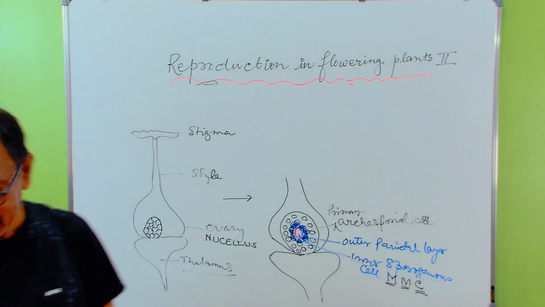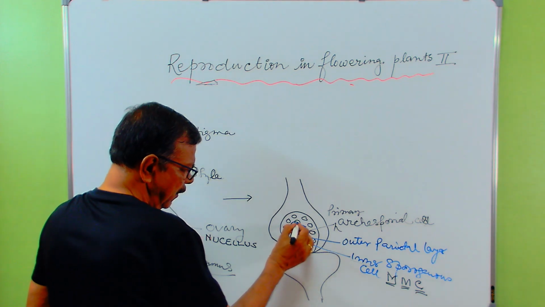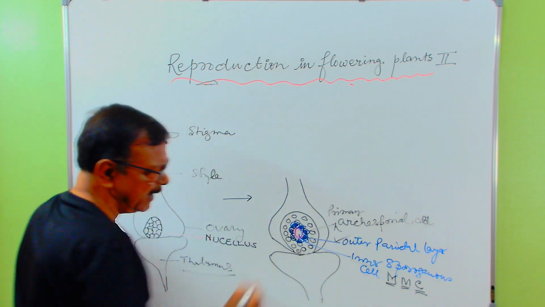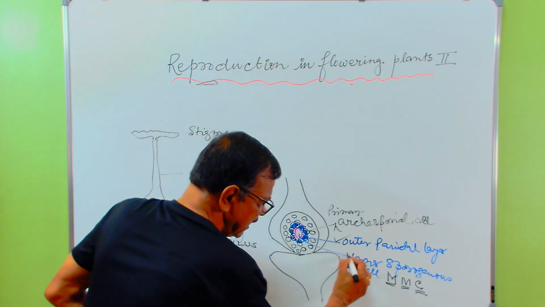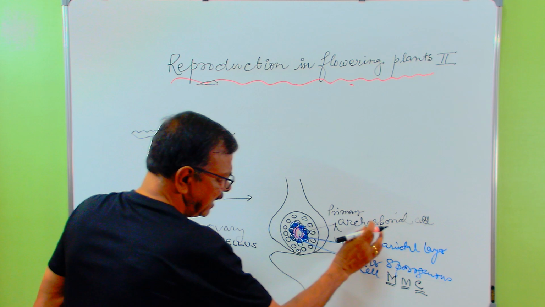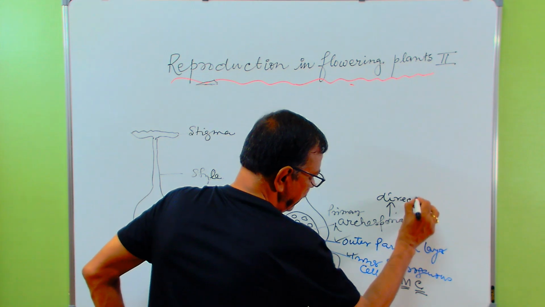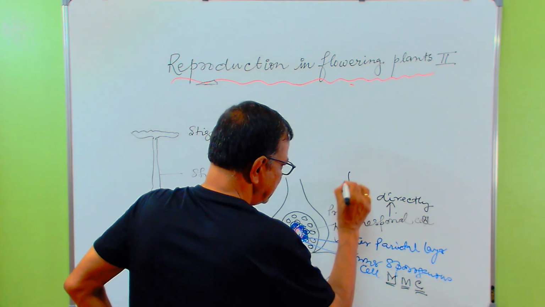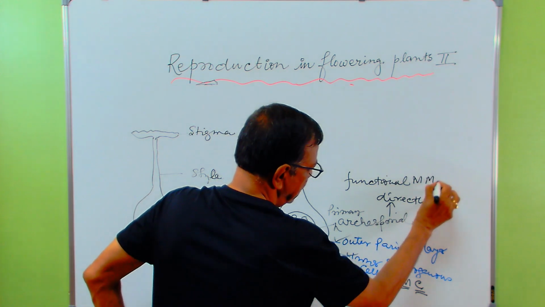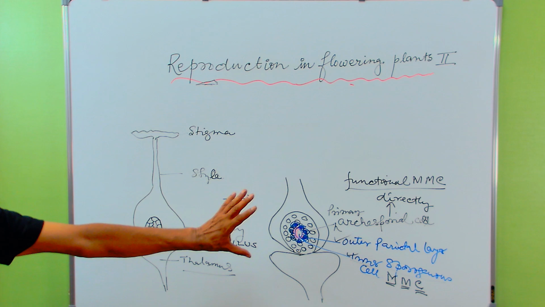In another book, sometimes the primary archesporial cell, without getting divided into an outer primary parietal layer or inner sporogenous layer, can directly act as a functional megaspore mother cell, MMC. These are the two thoughts.